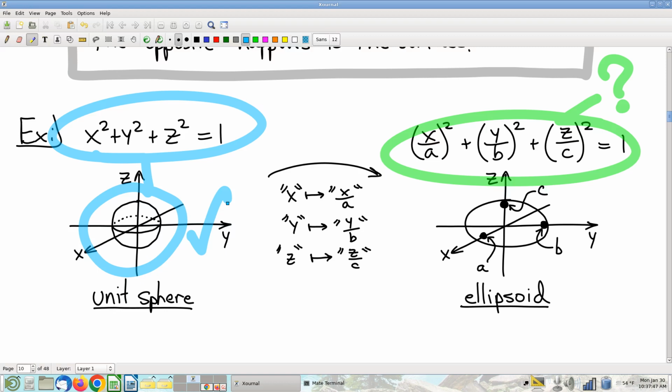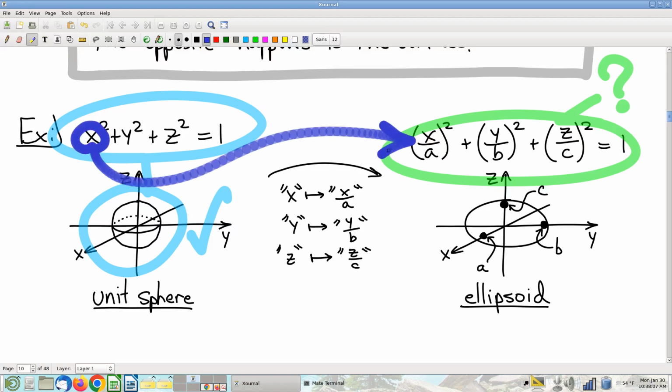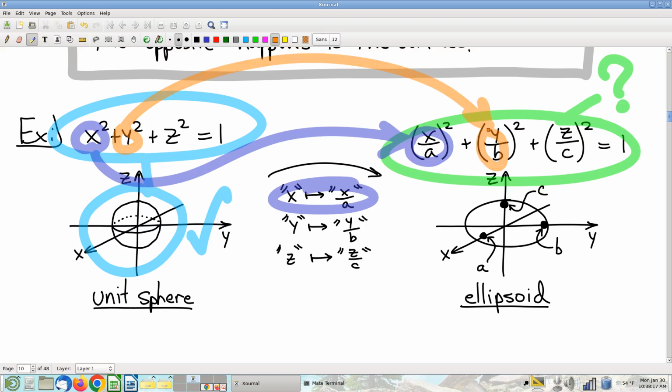Right? Now, that was not my goal. I was not interested in that surface. I'm interested in this green surface over here. How am I going to use the given information about the blue surface to help me understand the green surface? Well, I'm just going to observe that even though they're different, I can get to the green equation by everywhere I see an x, replace it with x over a. And everywhere I see a y in this equation, I'm going to replace it with y over b. And everywhere I see a z, I'm going to replace it with z over c.